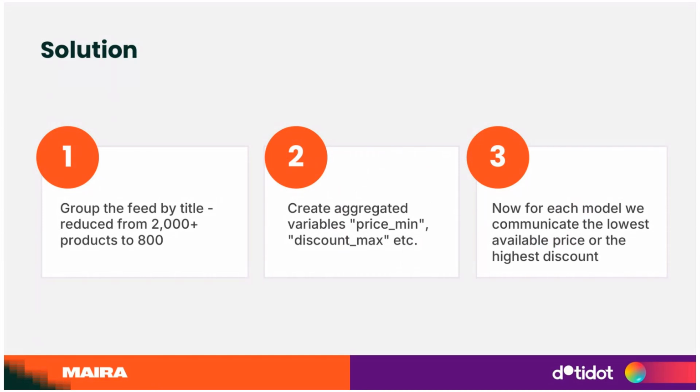Step two, we created aggregated variables like price minimum or discount maximum, very simply by comparing price and sell price elements. This means for each product group, we can automatically find the best value across all configurations. And step three, now for each model, we communicate the lowest available price or the highest discount in the ad. This ensures customers always see the most attractive offer, which improves performance.